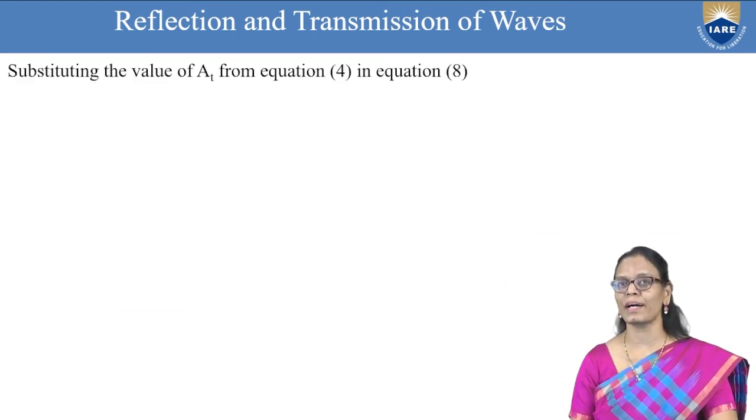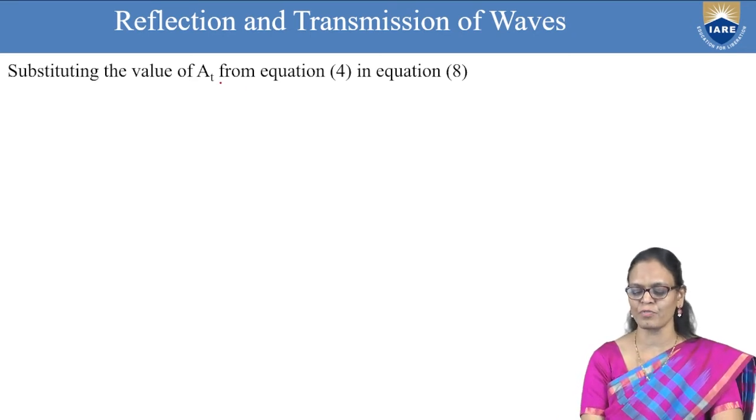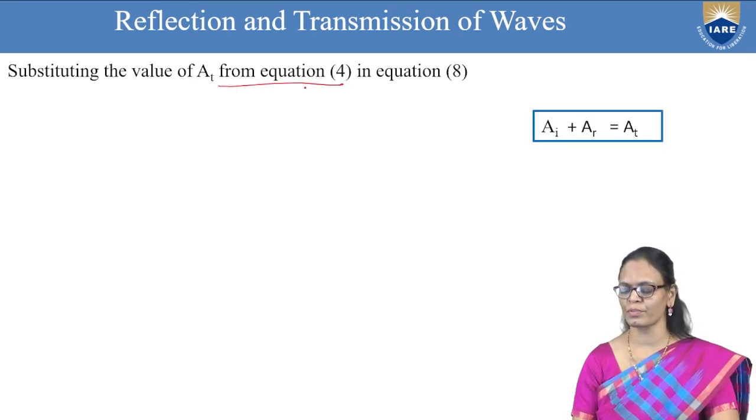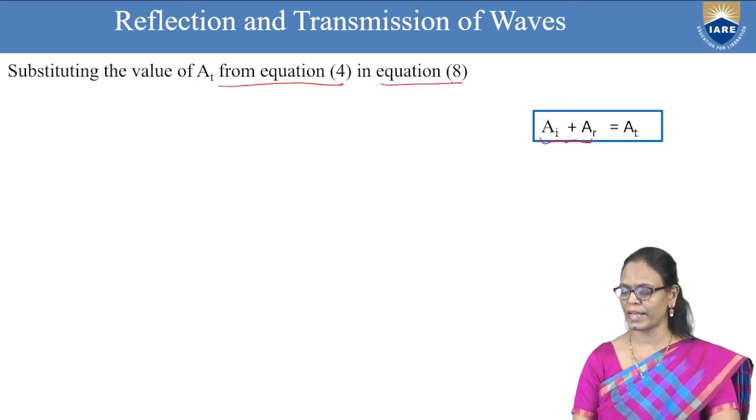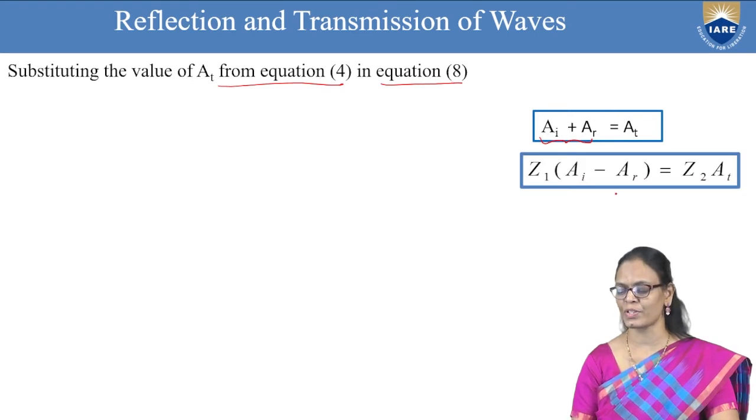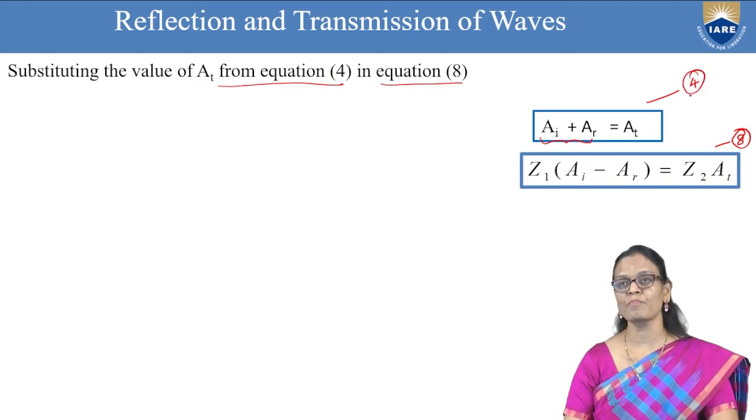Now substituting the value of AT from equation 4. What is our equation 4? AI plus AR is equal to AT. So for AT, we are going to substitute AI plus AR in equation 8. This is our equation 8, and this was our equation 4. So from 4, we are going to substitute for AT. Here, for AT, we will put AI plus AR.